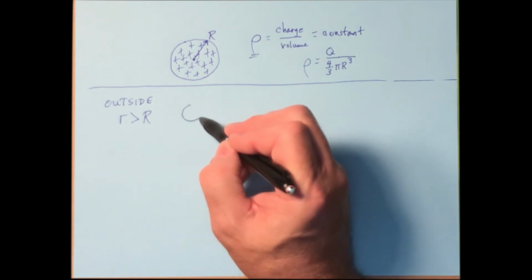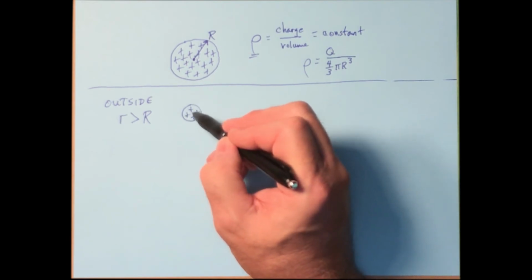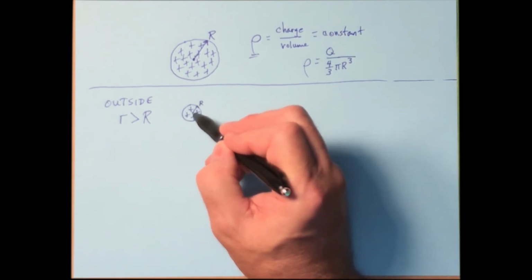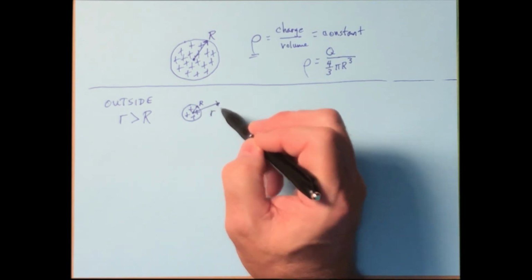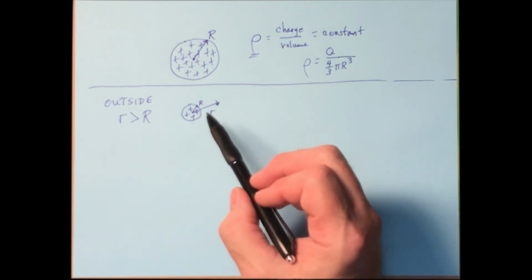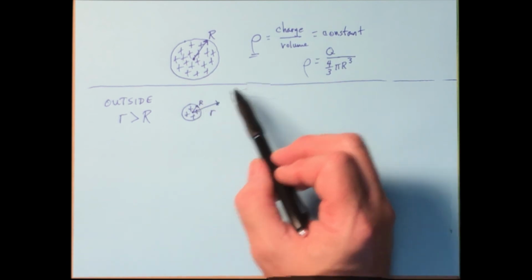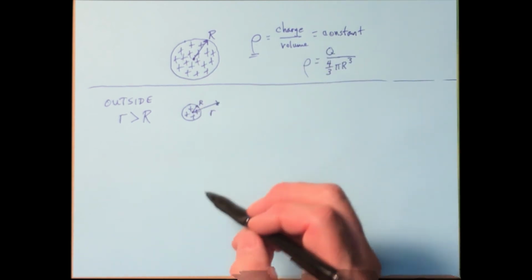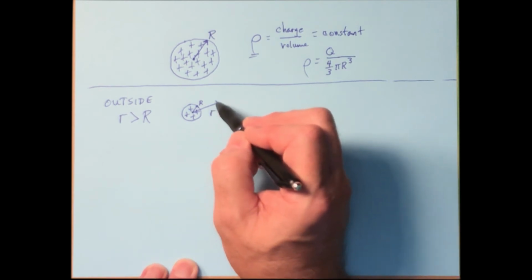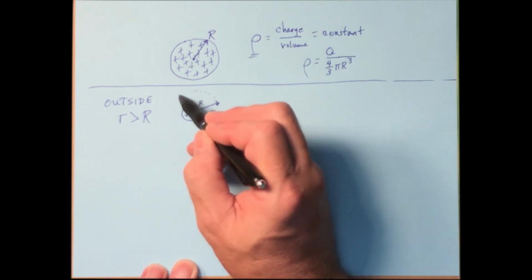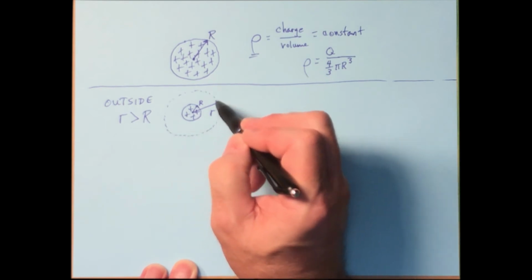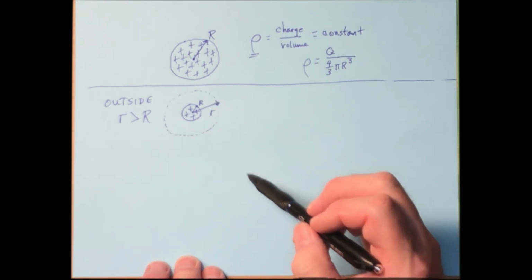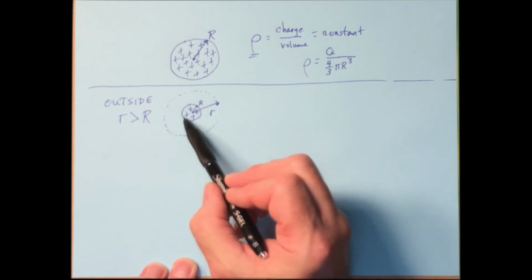So let's say here's our sphere that's got all the positive charge in it, and it has a radius of big R, but we're talking about a radius out here somewhere that is little r. And little r is a variable that can go anywhere from big R to infinity. Well, let's draw our Gaussian surface, and the best Gaussian surface for this is going to be a sphere with a radius of little r, and it's centered on our charge distribution.